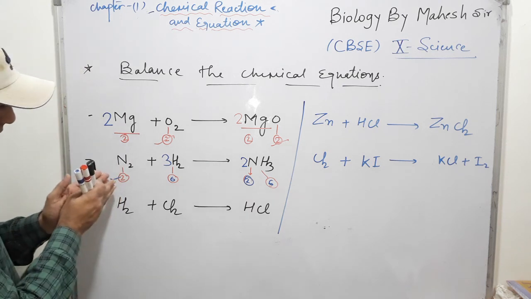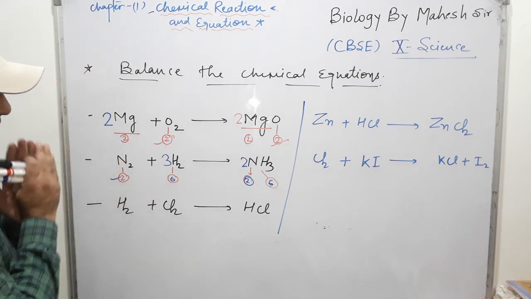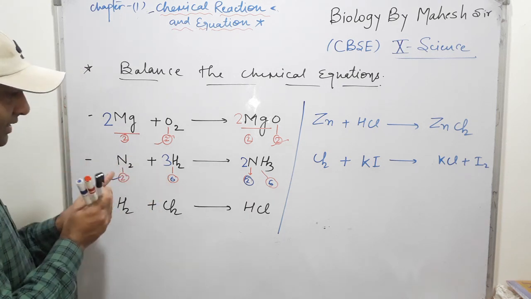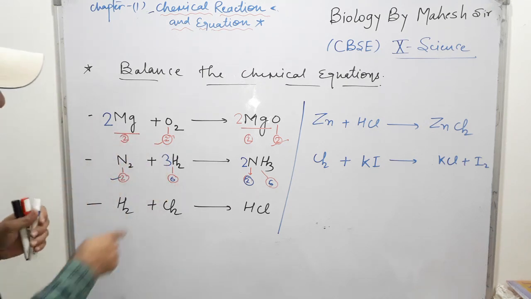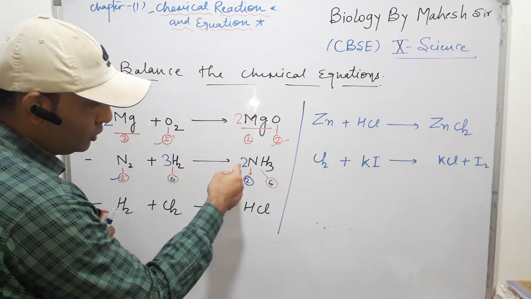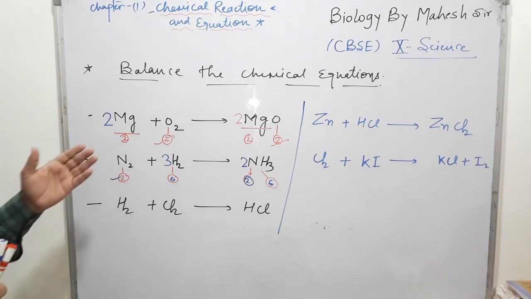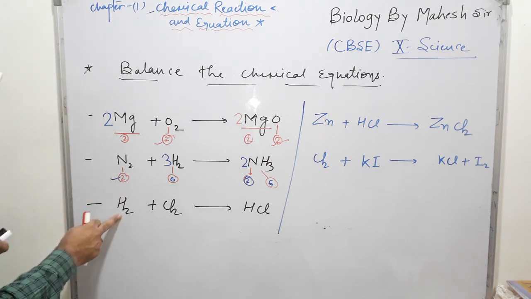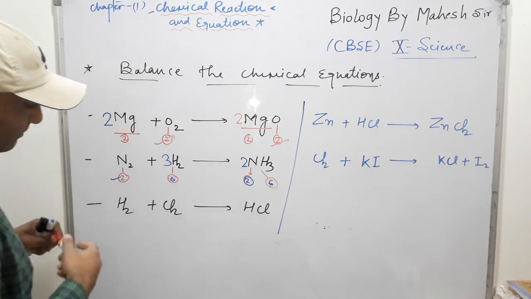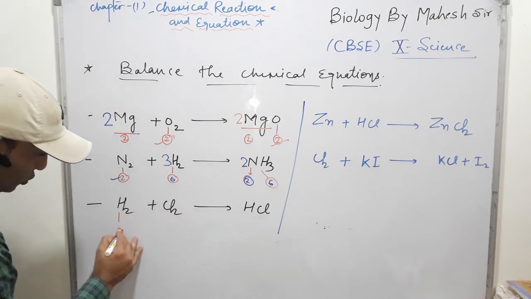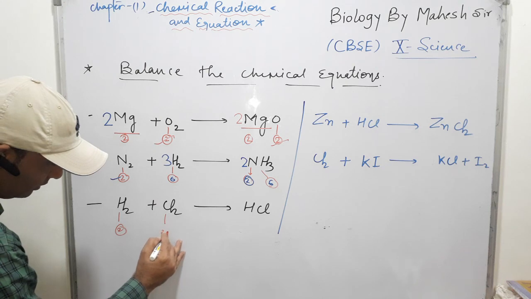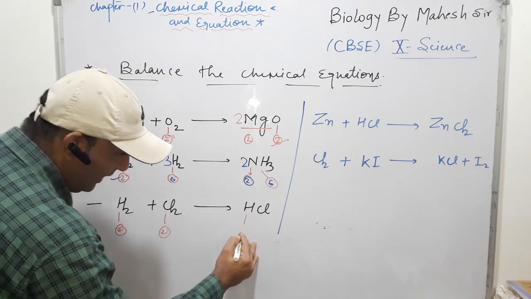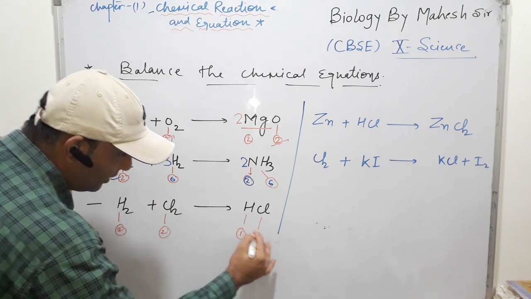So 2 nitrogen atoms, or 1 nitrogen molecule, and 3 molecules of hydrogen produce 2 molecules of NH3. So it is a balanced chemical equation. Now third, H2 plus Cl2 produces HCl. Here, hydrogen 2 atoms, chlorine 2 atoms on the left, hydrogen 1 and chlorine 1 on the right.